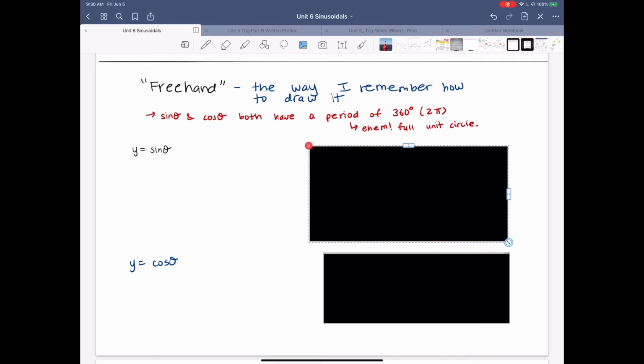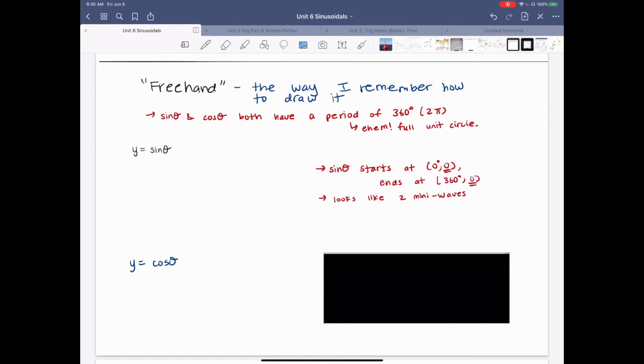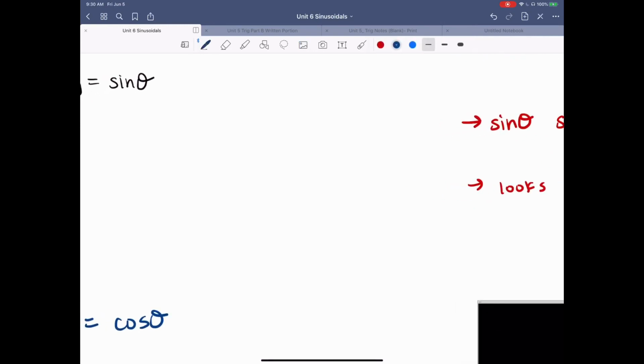For sine theta and cos theta, I have to remember quickly how to draw it, and this is the way I remember. So sine theta is the one that starts at the origin, and then it ends at 360 degrees, comma 0. And then I remember that there's like two little mini waves to it. Trust me, I've done this like 100 times, but once you've done it often enough, you'll get it on the fly. Okay, so you start off at the origin, right?